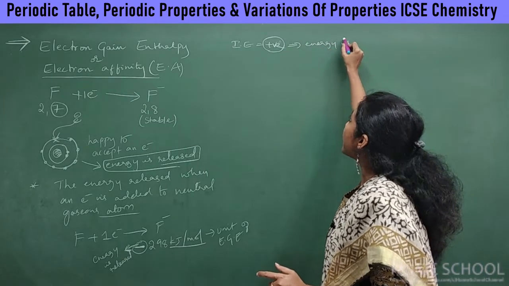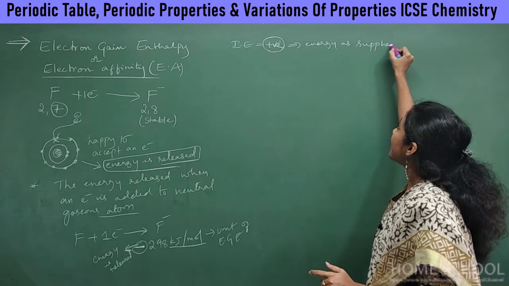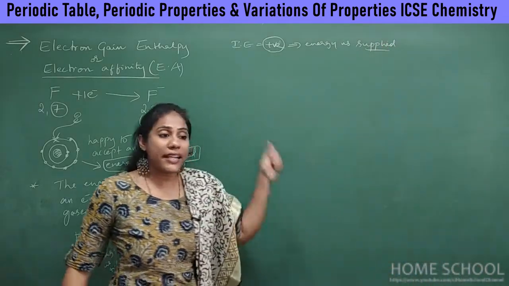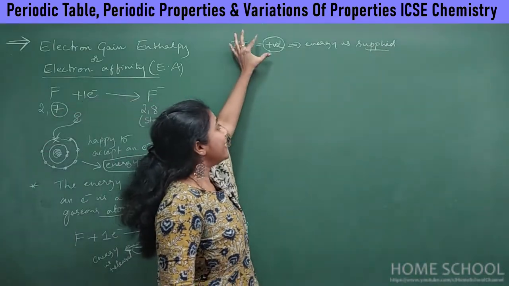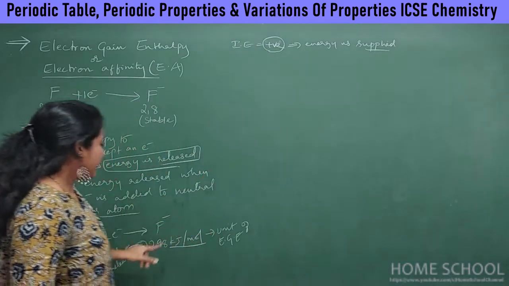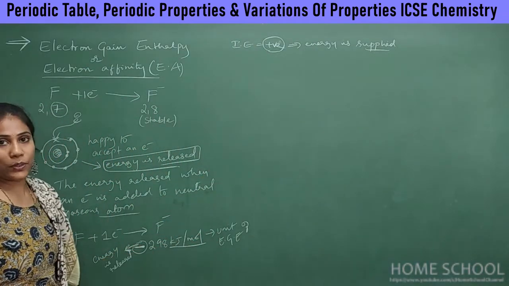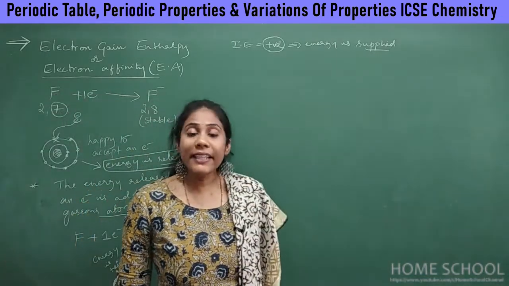So in which case will you observe energy is supplied? In case of ionization potential, you need to supply energy from outside to remove an electron, right? So those energies are indicated with a positive sign, and electron gain enthalpy energies are indicated with a negative sign. So this is all about electron gain enthalpy.